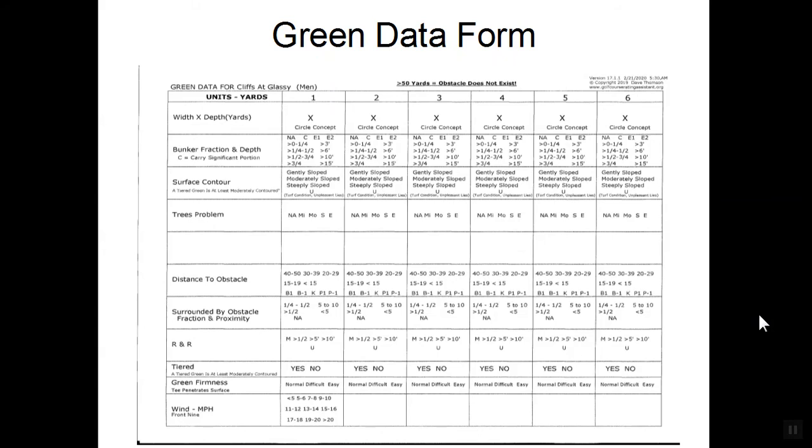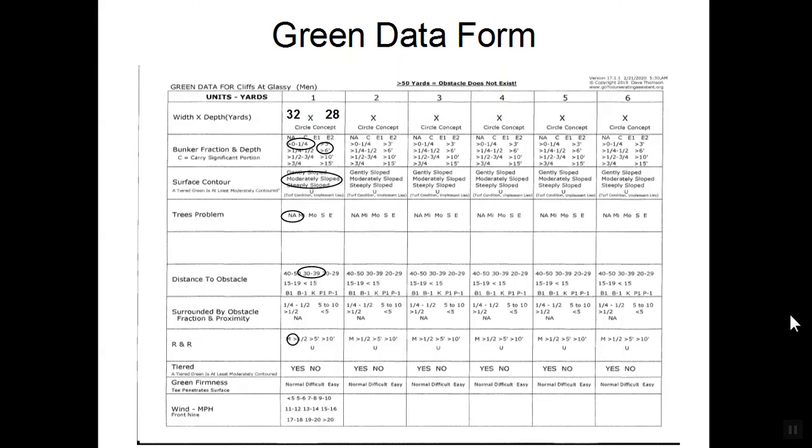The green data form is the same way. We fill out the width and the depth, 32 by 28, 0 to a quarter for the bunkers, and it's greater than 6. And again, you have to be careful. It looks like it's more to the greater than 6 than greater than 3. So that's what I'd use. The surface contour, moderately sloped. Tree problem, there isn't any. There is distance to an obstacle, 30 to 39.